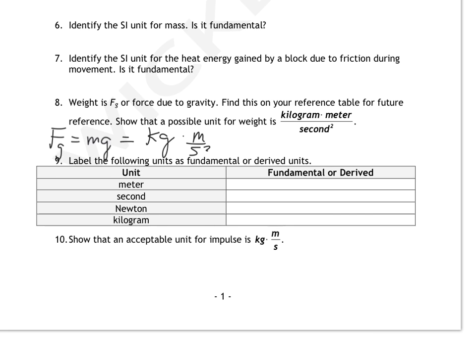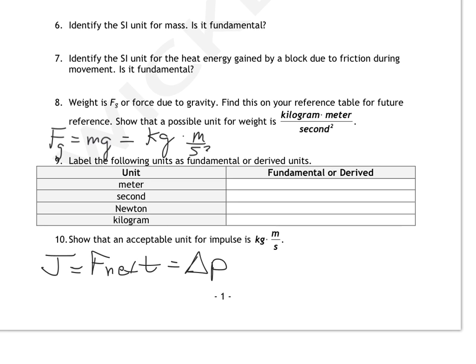And then at number 10, let's see if that's worth it. Yes, I can see that it is a dimensional analysis question. It's asking me to show that an acceptable unit for impulse is kilograms times meters per second. My suggestion for this is to look up on your reference table the equation that involves impulse, and you'll see J equals F net times time equals change in P.